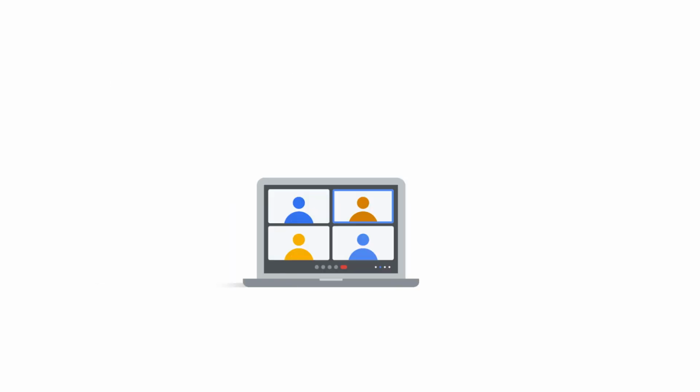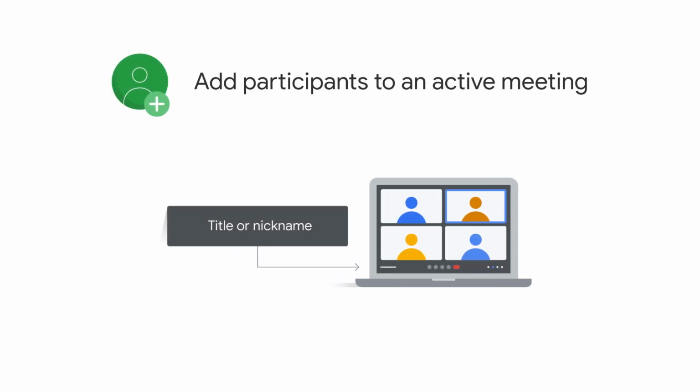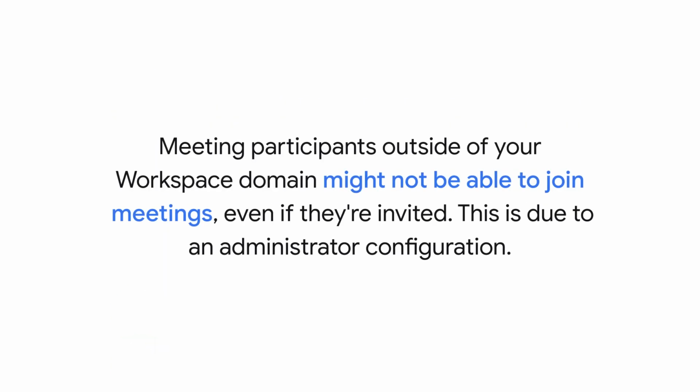audio. If your meeting has been scheduled from a calendar event, or if your meeting has a nickname, the event title or nickname is displayed on the screen. Meeting participants outside of your Google Workspace domain might not be able to join meetings, even if they're invited. This is due to an administrator configuration. If you have questions, contact your Google Workspace administrator.